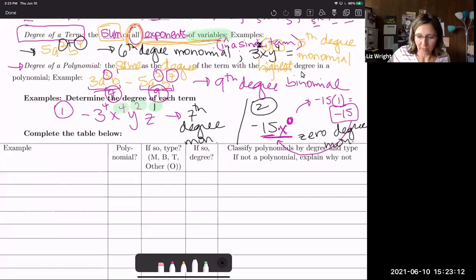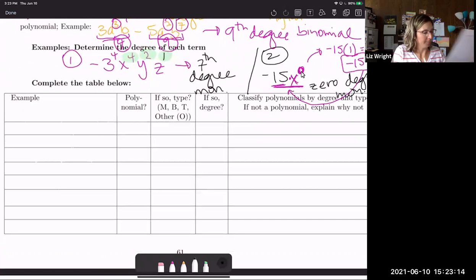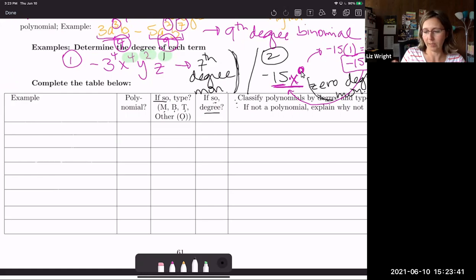All right, well, let's fill in our table. So it says complete the table below. I'm going to give you some examples, and then I want you guys to determine whether it's a polynomial. If it's a polynomial, what type? Is it a monomial, binomial, trinomial, or other? Other would be 4 or more terms. If it is a polynomial, what's the degree? Then we're going to classify the polynomials by the degree and type, kind of like what I was doing right here and what I did right here. And then if it's not a polynomial, we're going to explain why it's not a polynomial.